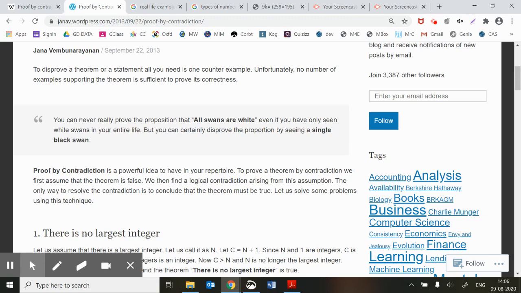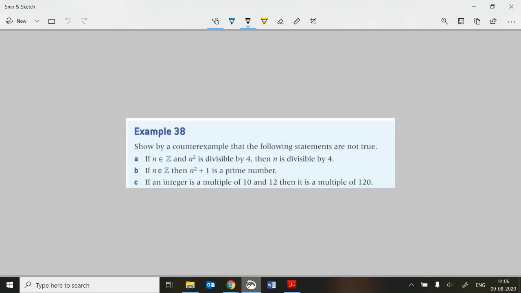Okay, so that's what we're up to in the last part here. We're talking about counterexamples, and this is pretty easy. You can imagine this would be a 1, maybe possibly a 2-mark question just at the start of a question. Okay, so show by counterexample that the following statements are not true. It says if n belongs to our integers and n squared is divisible by 4, then n is divisible by 4.